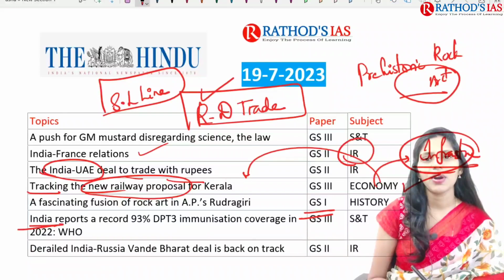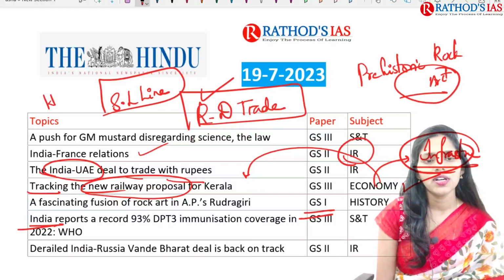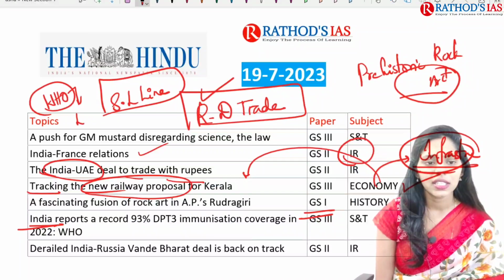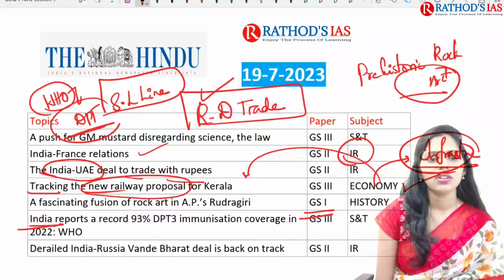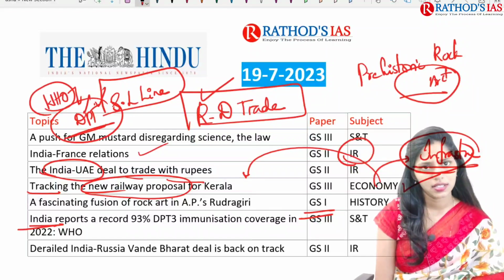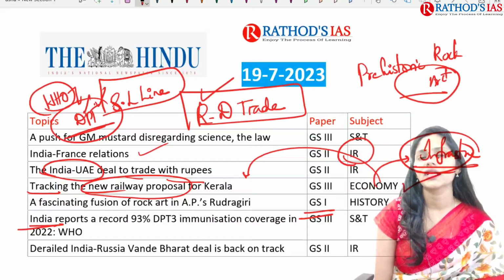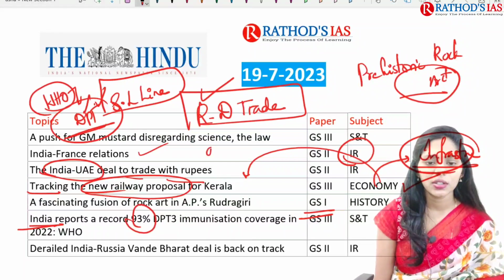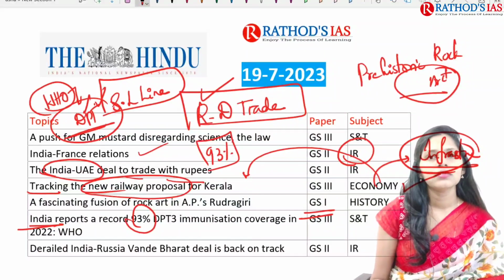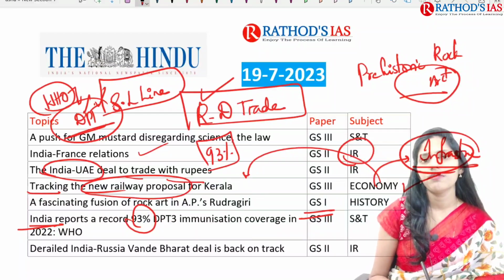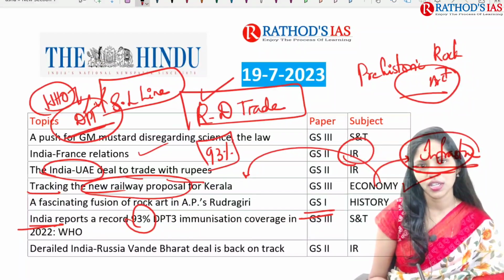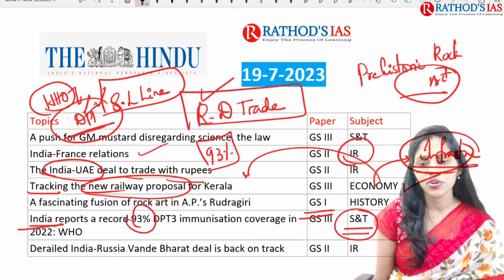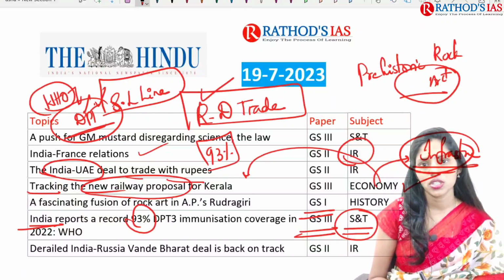And the next topic is about a report given by the World Health Organization. This report is about one important vaccine, DPT: diphtheria, pertussis and tetanus. These are 3 important vaccines; it is actually a combination of 3 vaccines. It said that India recorded 93% immunization coverage in 2022, according to the WHO report. This topic is important from your science and technology, which comes in GS paper 3.